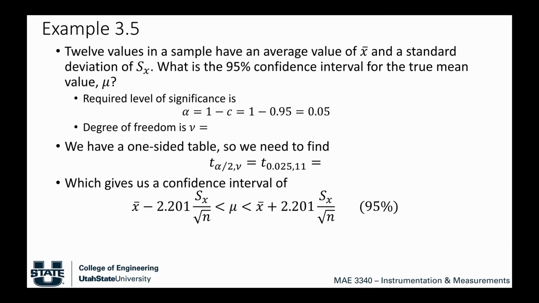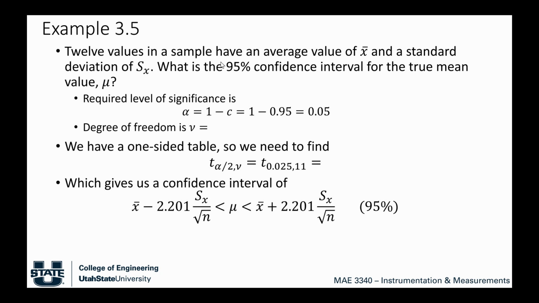So now that we've introduced the new table, which is the t-table from student's t distribution, let's run through one example really quick. 12 values in the sample give an average of x bar, which is the sample mean, and a standard deviation of s sub x, which is the sample standard deviation. What is the 95% confidence interval for the true mean value mu?